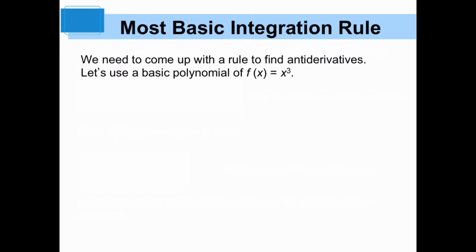Okay, so how do we do this? How did you figure out that the antiderivative of 3x squared was x cubed? In other words, we know when we take the derivative, you take the exponent, you bring it down in front, and you reduce the exponent by 1. Basic derivative rule. How am I going to go backwards?